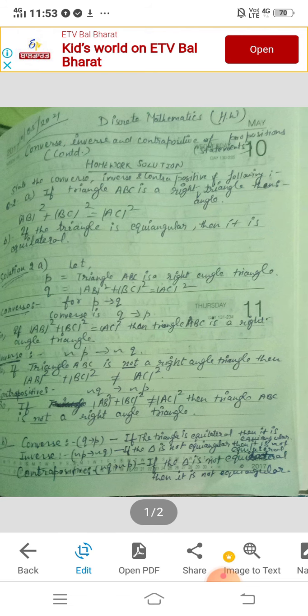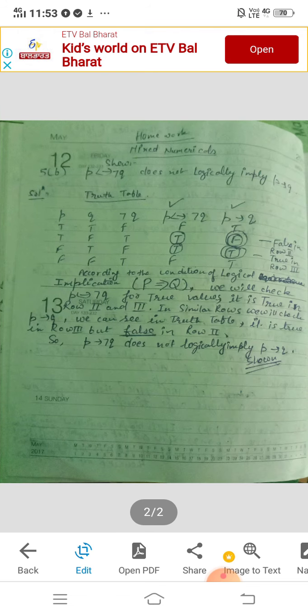Next, one more question which I had given in homework, but your answer was not correct. So here is the correct solution for that question. It is question 5B in mixed numericals. Part B of question number 5 is: P biconditional not Q does not logically imply P implies Q.